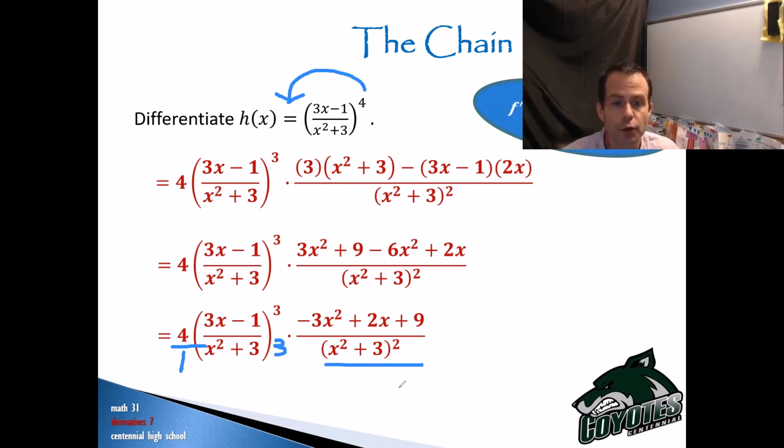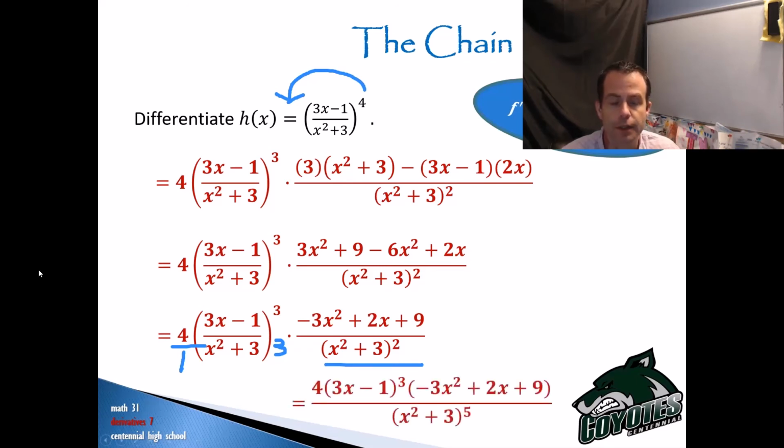Okay, and so kind of the simplified version of this ends up being the top multiplied together, so 4 times (3x minus 1) cubed times the quantity negative 3x squared plus 2x plus 9, and then on the bottom, I get my (x squared plus 3) all to the 5.